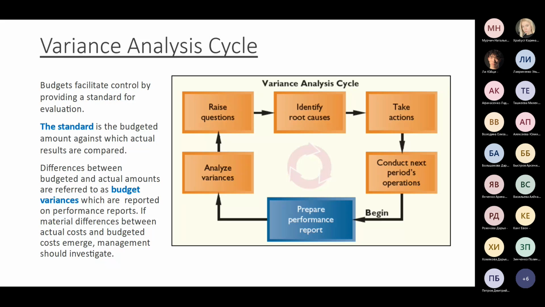Or why our cost is bigger than we planned, or why our overhead is bigger than we used for budget allocation. So when we raise questions, it would be helpful to identify root causes. So what does it mean? Identify root causes means that we have to find the initial force that influences the specific budget variance and makes it favorable or unfavorable for our business.